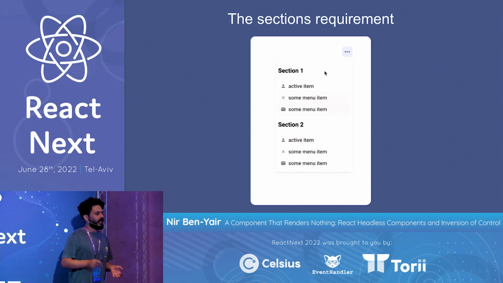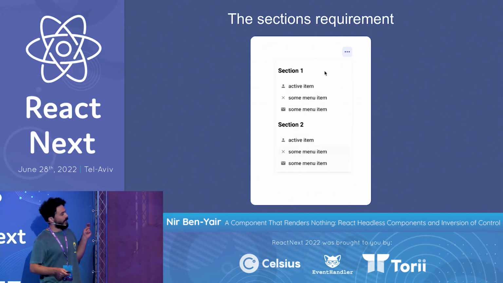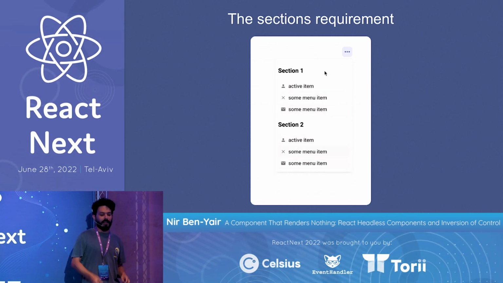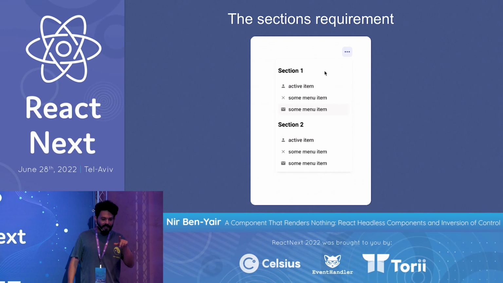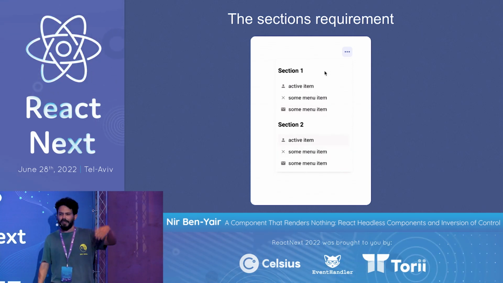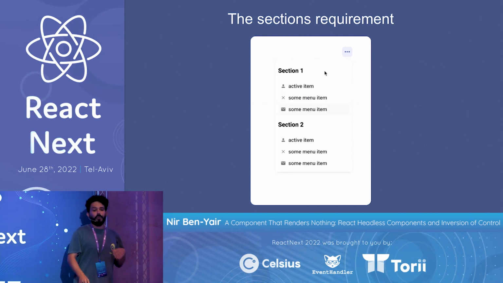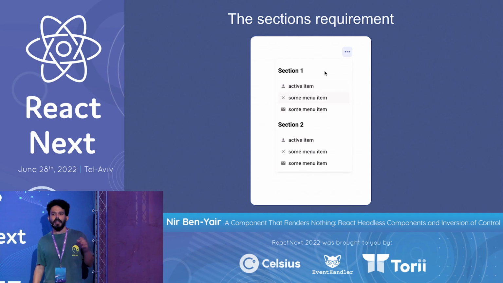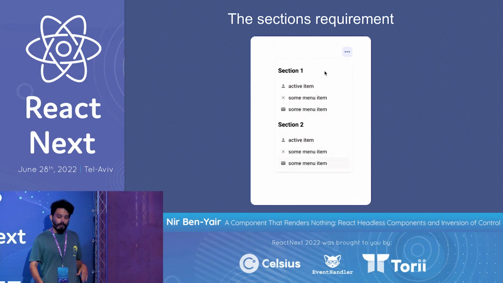They said, hey, Nir, keep the accessibility behavior, keep the keyboard navigation, the styling, but we need you to add sections. Now, I've implemented sections before in an autocomplete. It's the same problem, the same concept. And it was one of the hardest things I've done that is related to UI because of keyboard navigation and other stuff.